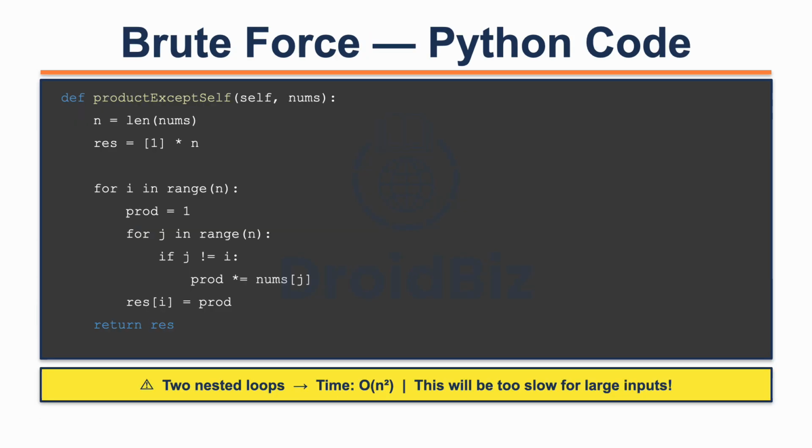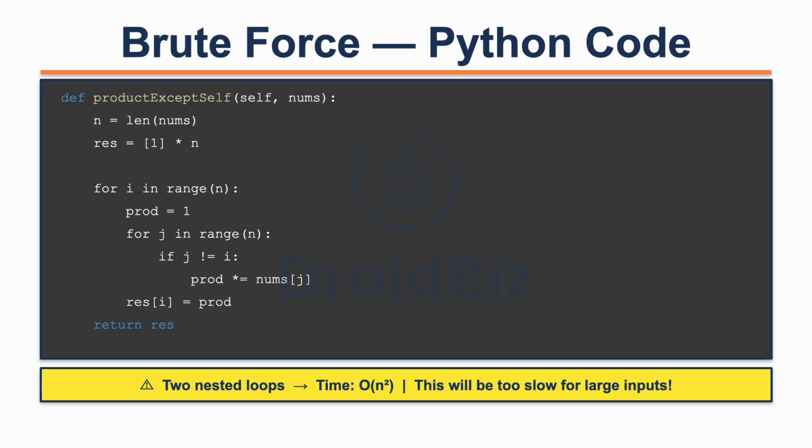Now, let's look at the brute force code in Python. We define a function called productExceptSelf that takes the array nums as input. First, we store the length of nums in a variable called n. Then we create a result array called res, filled with ones of size n.